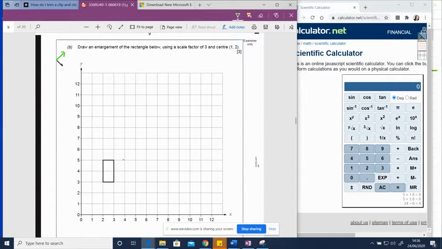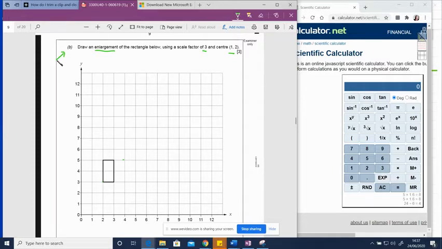Part B of this question asks us to draw an enlargement of the rectangle below using a scale factor of 3 and a centre of 1, 2. Now I know enlargement means we're going to draw a shape that's bigger than the existing shape. Because we're using a scale factor of 3, the base of the existing shape is 1. The base of the enlargement will be 3 times 1, which is 3. The length of the side here is 2. The length of the new side will be 3 times 2, which is 6.